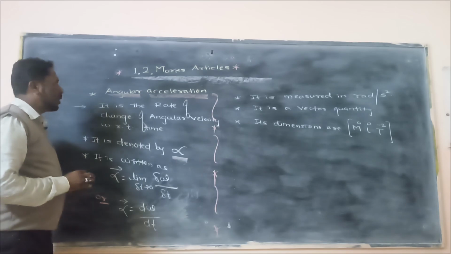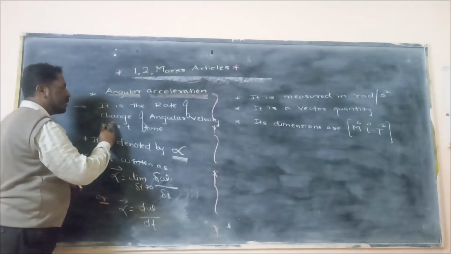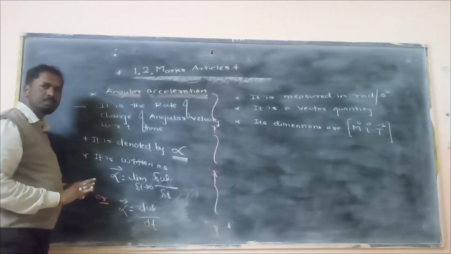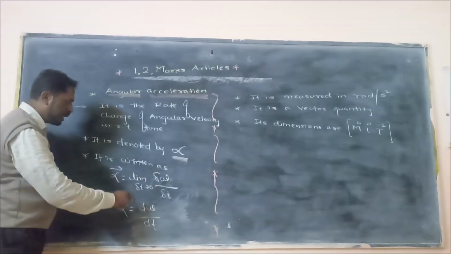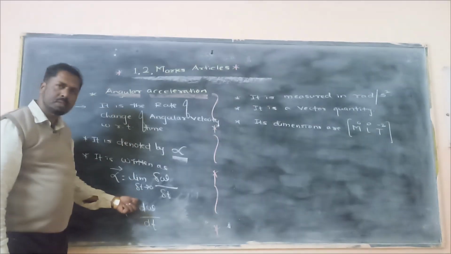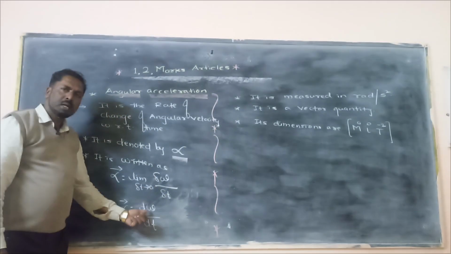So what we can say about angular acceleration? Angular acceleration is nothing but the rate of change of angular velocity with respect to time, generally denoted by alpha. Mathematically it can be written as alpha is equal to limit delta t tends to 0, delta omega upon delta t, or alpha is equal to d omega by dt.